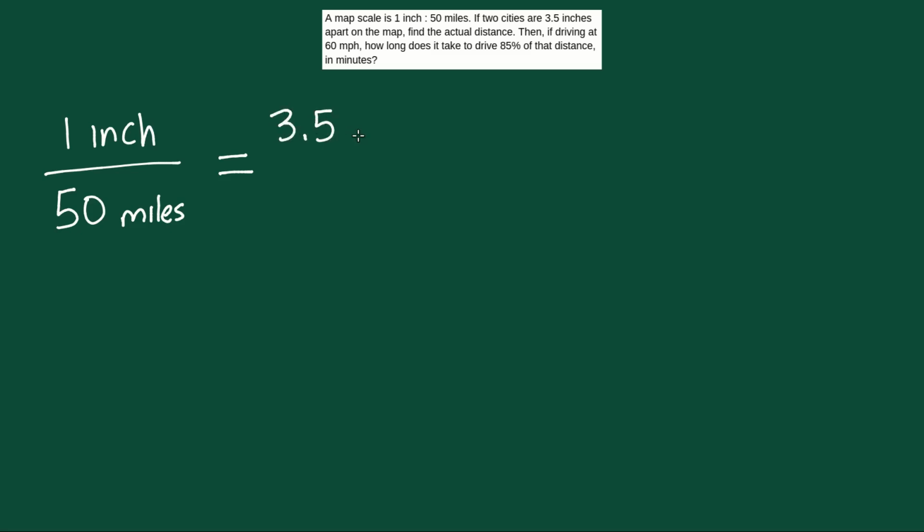To start with, let's look at the scale. 1 inch is in ratio to 50 miles. And they're asking us if two cities are 3.5 inches on the map, what is the actual distance? So let's set up a proportion. 1 inch corresponds to 50 miles, and 3.5 inches corresponds to x miles.